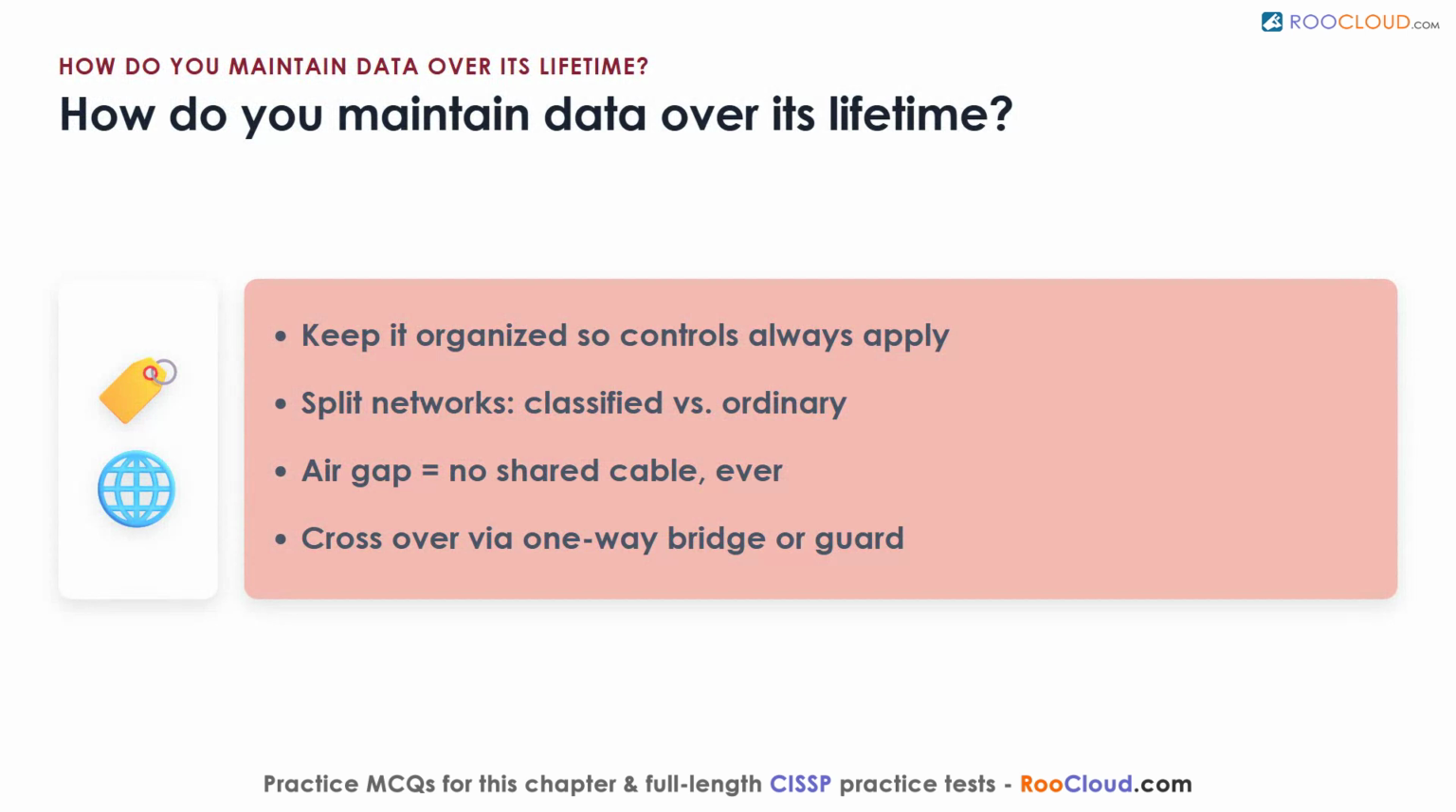So how do you maintain data across its whole lifetime? You keep it organized so the right controls always apply. Scatter sensitive files across dozens of servers and protection becomes nearly impossible. One approach is to split networks, keeping classified traffic fully separate from ordinary traffic. An air gap enforces this physically, so the two never share a cable. When you must move data across, use a one-way bridge or a guard that only passes properly marked files. And review your policies regularly, since a stale rule or a poisoned training dataset can quietly become a new hole.